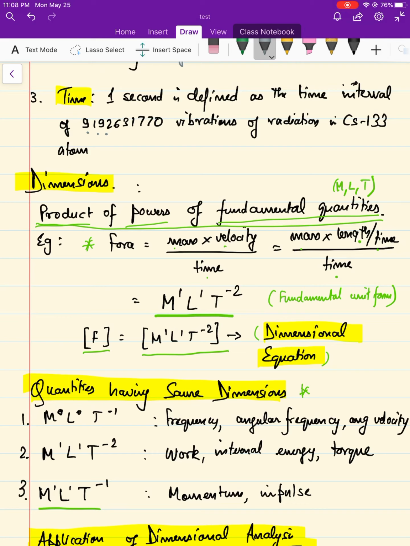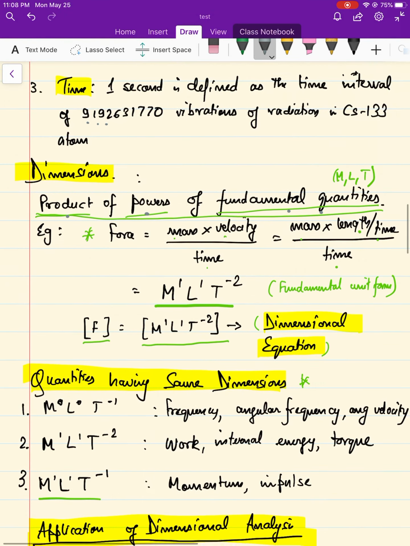So going word by word, dimension is the product of the powers of the fundamental quantities, right? It's as simple as it can go, because we have already said that it mainly depends on the product of the fundamental units that we have talked about previously, and the exponents that each fundamental unit has, and the product of them will give rise to a physical quantity.